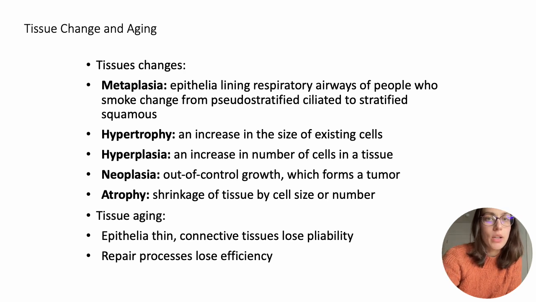Neoplasia is the out of control growth of cells within a tissue which form a tumor, right? That tumor can be benign or it can be cancerous. And when tissues age, they generally will lose their ability to regenerate and renew as quickly as they were before. Epithelia will get thinner, connective tissues lose their pliability, and the repair processes are less efficient. We will talk about these aging processes as we talk about specific organs and organ systems in the future.